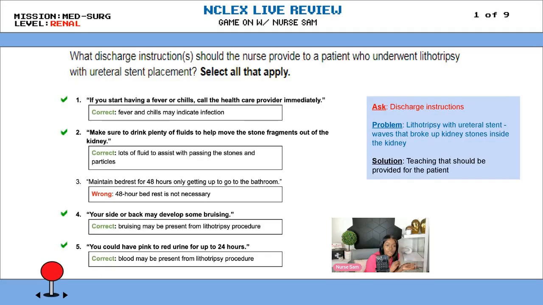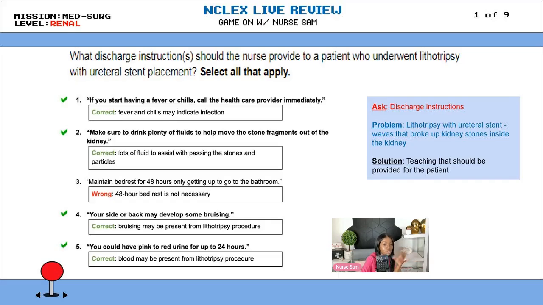4 says your side or back may develop some bruising. And this is true. This is correct. Bruising may be present from the lithotripsy procedure. Think about what lithotripsy is. If you go up here where it says ask, problem, solution, that's a 3-step breakdown of what you can do to further break down the question to understand what it's asking you. Again, the problem that this patient was going through, lithotripsy with a ureteral stent, the waves that break up the kidney stones inside the kidney, that actual motion, I guess, can cause bruising. The procedure can cause bruising.